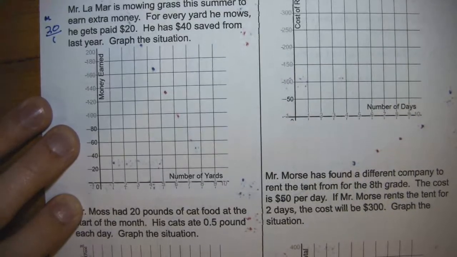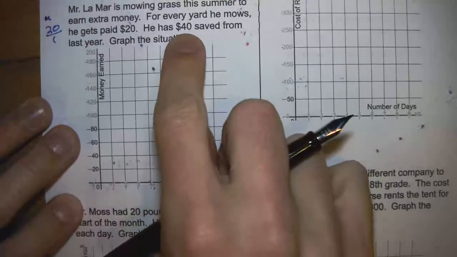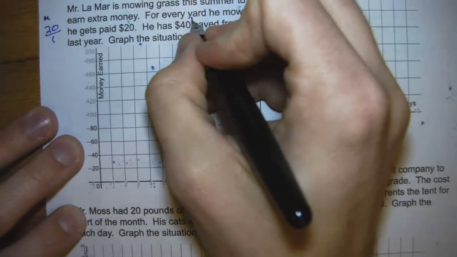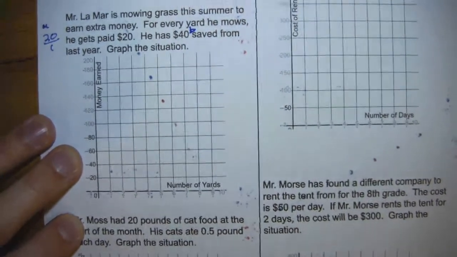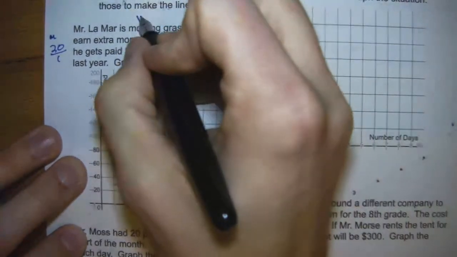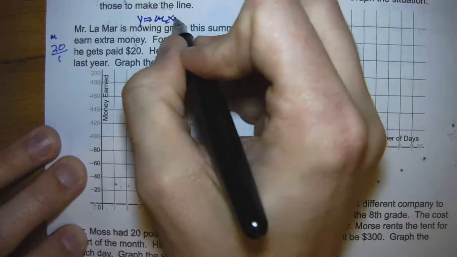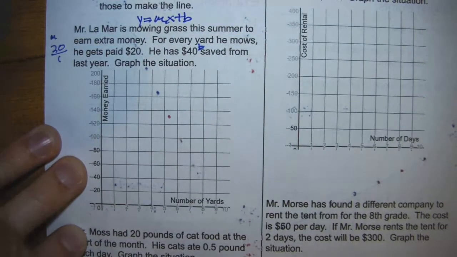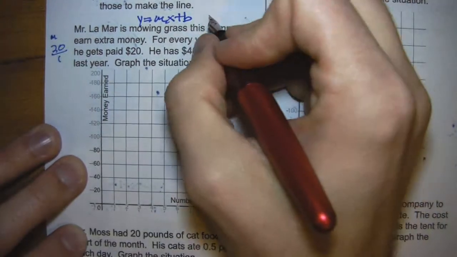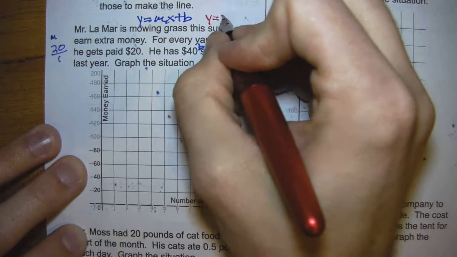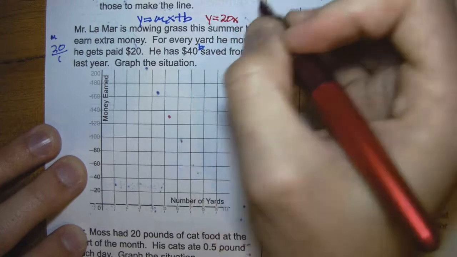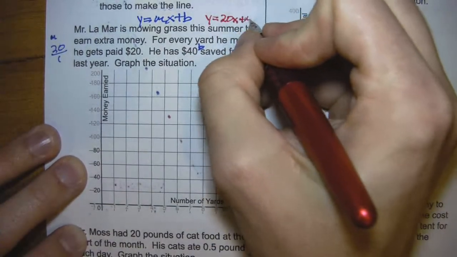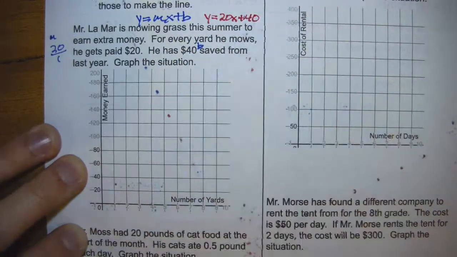Let's see if we have an initial value, a starting point. Well, it says that we have $40 that was saved from last year. So it looks like that 40 is going to be b in our equation. So remember, our linear functions look like this, y equals mx plus b. In this particular case, we know the slope is $20 a yard. So let's rewrite it. So y equals 20x, and then we've already got $40 saved up from last year. So plus 40. And there's our function.